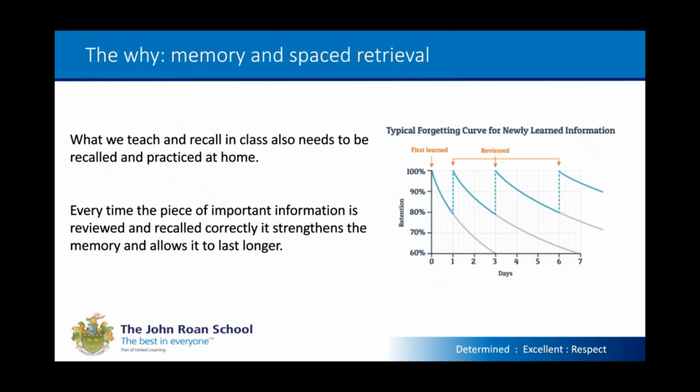So, to put that into context, if your child had a lesson on Monday morning, by tomorrow, period one, they would have lost 40% of that information that they've been taught. So, if we think about that in terms of the content they're learning over a whole year, and actually in Key Stage 4, the whole 2 years, it's really, really important that we're continuously going over and reviewing that information.